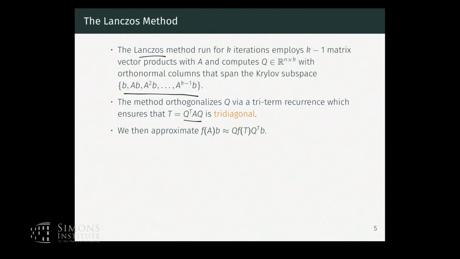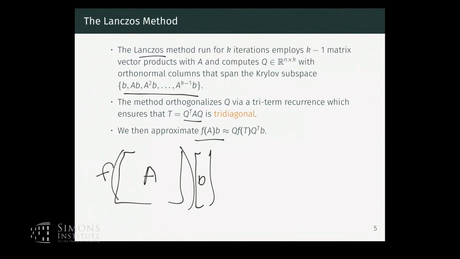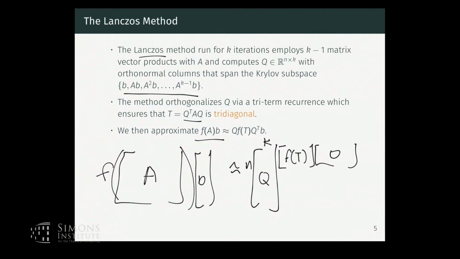Okay? And what we're going to do is we're going to approximate f of A times b. So I have A, this big matrix. I want to compute f of A times b. I'm going to approximate this as Q, where Q is n by k, k being the number of iterations, times f of T, where T is this little tridiagonal matrix, times Q transpose b. Okay, so that's the whole method.